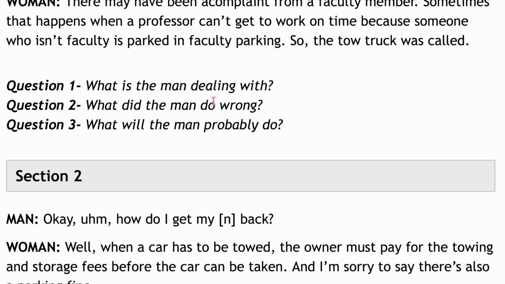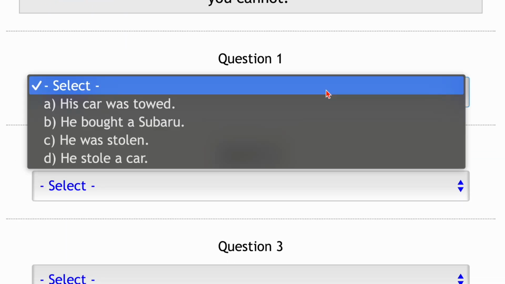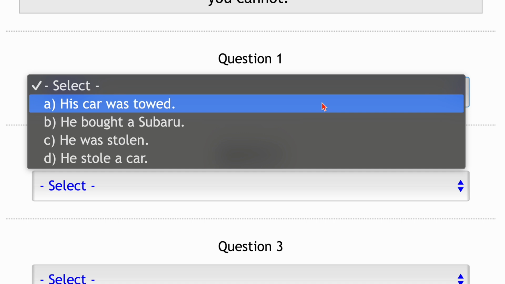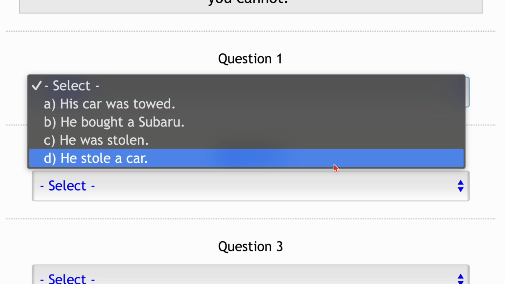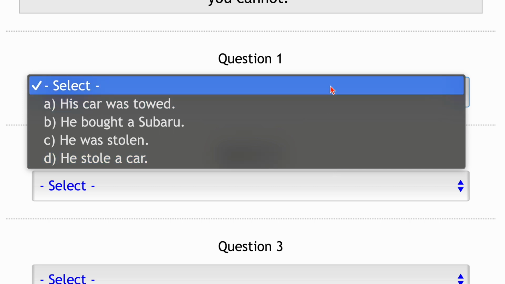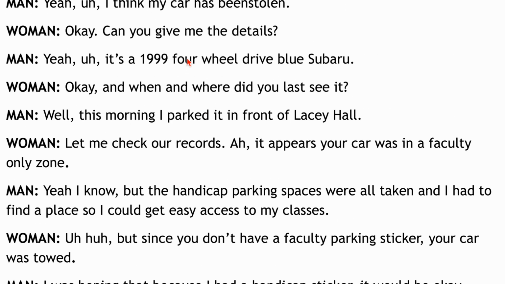I have the script here. What is the man dealing with? What problem is he having? Okay. His car was towed. He bought a Subaru. He was stolen. He stole a car. So you can see here, everyone, that for lower levels, and this part is mostly for lower levels, we need to get higher scores. Lots of confusion with words, but let's look carefully.